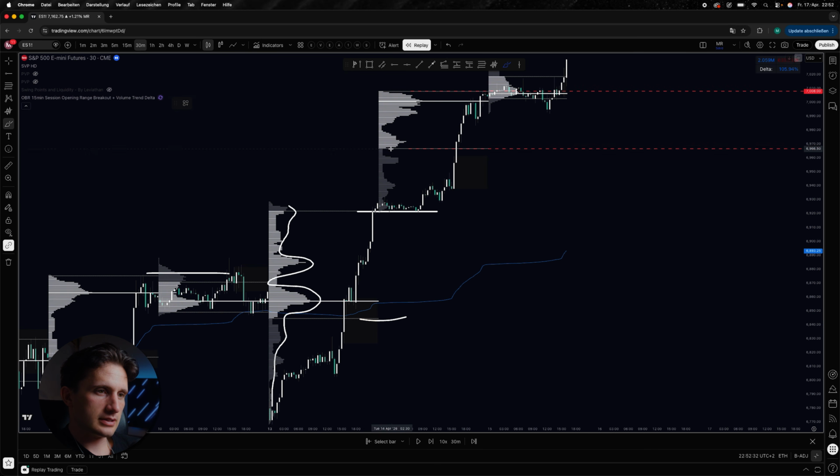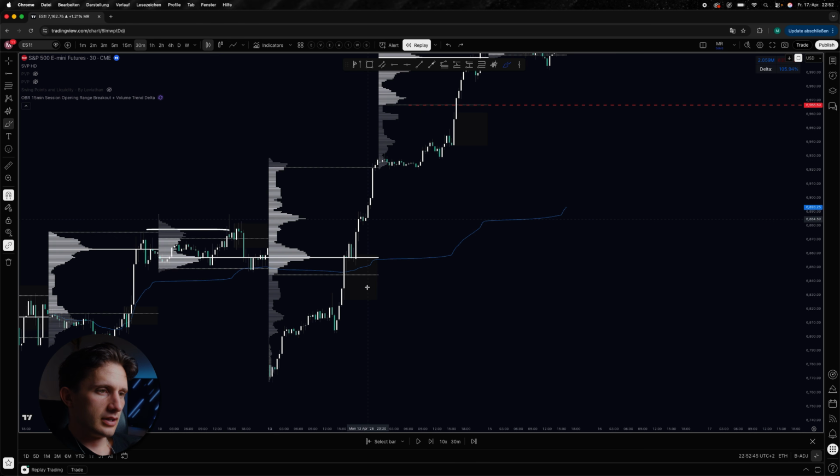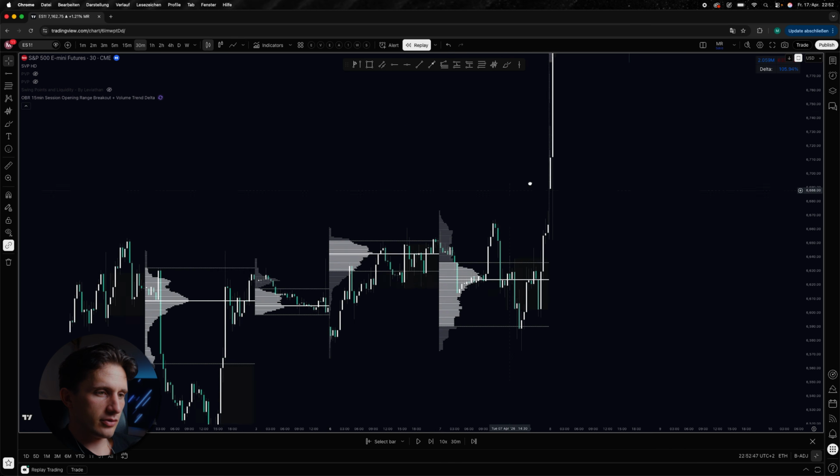On the next day, we can see the market is ranging above value area high. So we are definitely looking out for long positions. The market opens right here and we are shooting straight to the upward side. Let's go a little bit back right here.